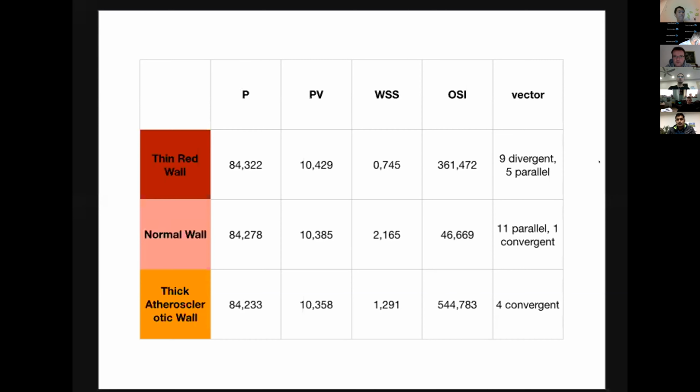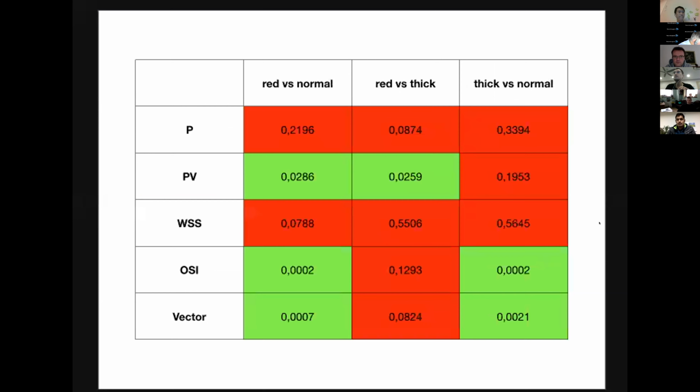We performed a statistical analysis and used the t-test for the comparison of mean values for continuous data and the Fisher exact test for the comparison of categorical data. We found that a higher pressure variation significantly correlates with the red thin wall. At the same time, a high OS index significantly correlates with the red thin wall and thick atherosclerotic wall. Divergent vector significantly correlates with the red thin wall, and the convergent vector significantly correlates with thick atherosclerotic wall.